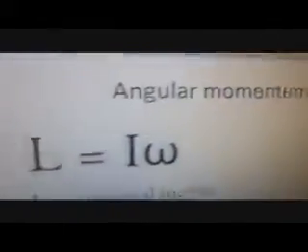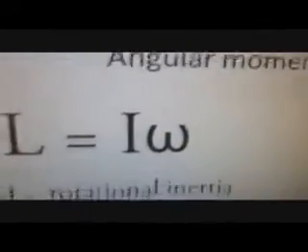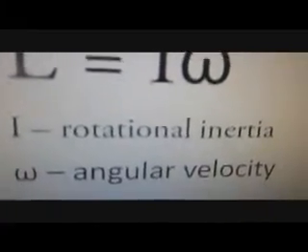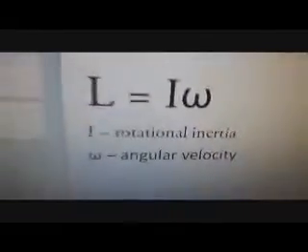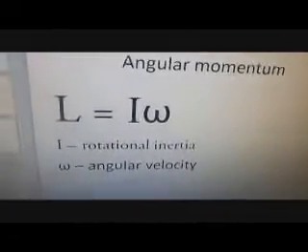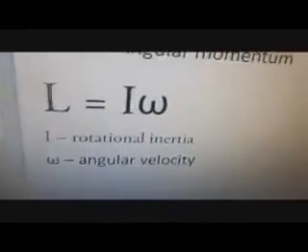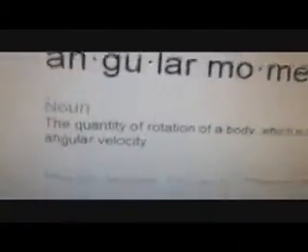As you can see here, this is angular momentum. L is equal to I times omega, where I is the rotational inertia and omega is the angular velocity. So when you have an object that is rotating, angular momentum quantifies the rotation of that body.